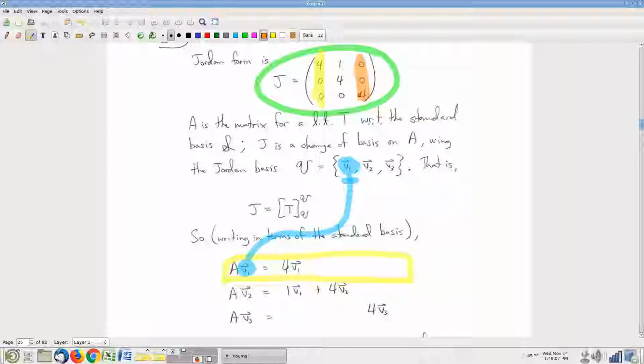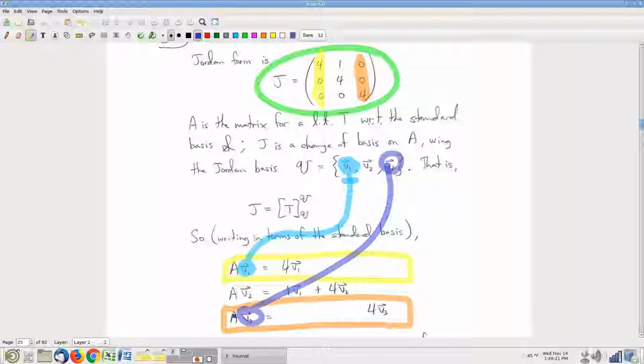Along those same lines, 004 is telling you this equation. This is the third column, therefore it's telling us about the image of the third basis vector, and therefore this resulting equation says that V3 is an eigenvector. How are we doing? Everybody on board?